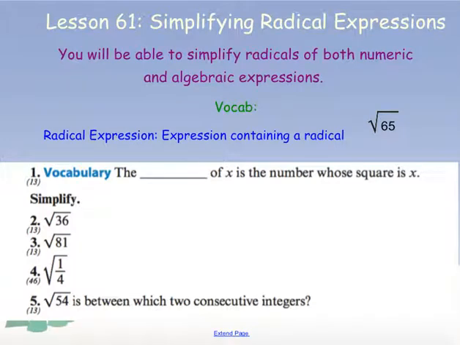Algebra 1 lesson 61, we are simplifying radical expressions. So being able to take what we know with both numeric and algebraic expressions and simplify them. So when we look at this, we have a property of radicals.